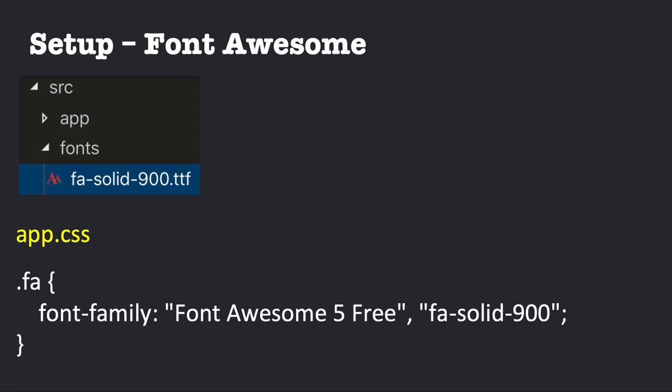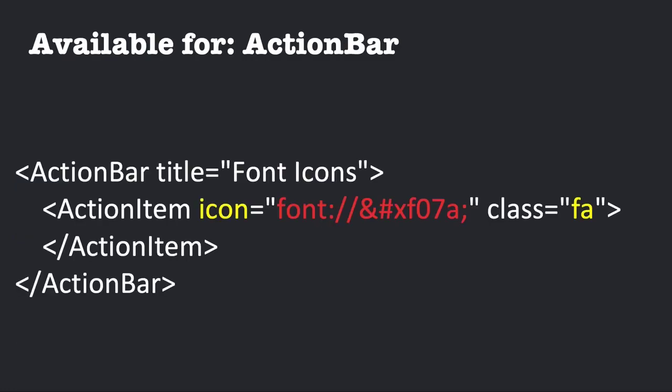So I just want to show you a couple of examples of how with the new component. So if you're using action bar and you want to use a font icon, then on action item there's a new property called icon, which you can set and you just use this syntax. We say font:/ and then you provide the code for the specific icon, and then you provide a class, like in my case is fa, and that's pretty much it.